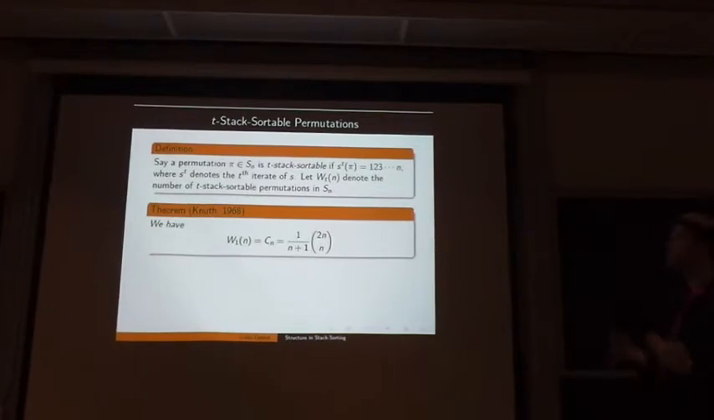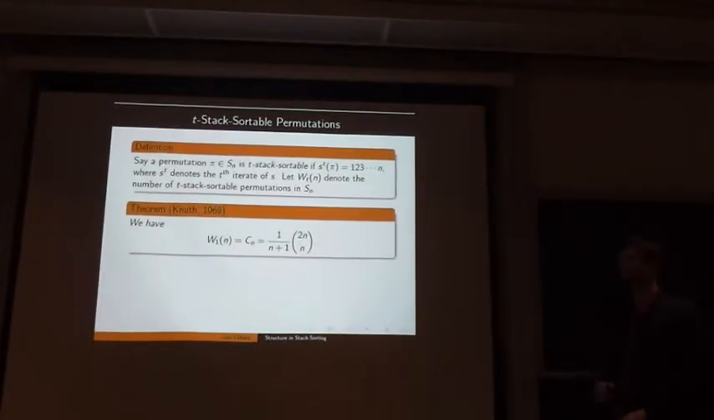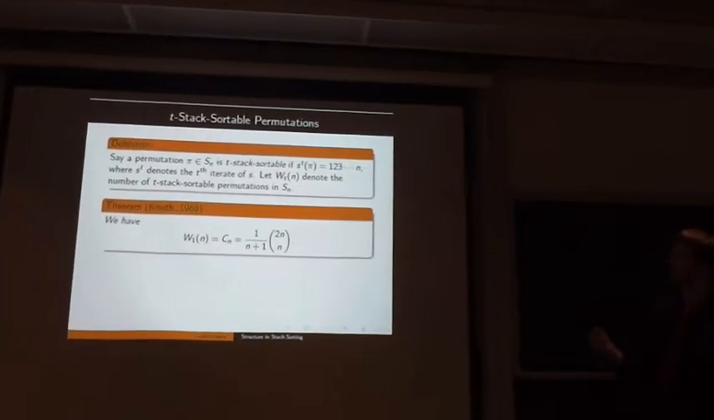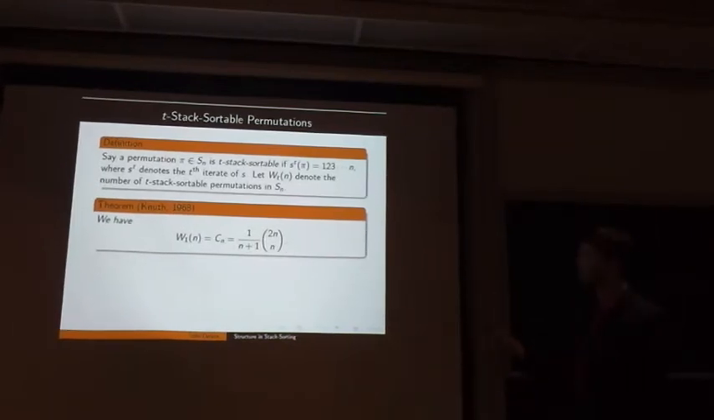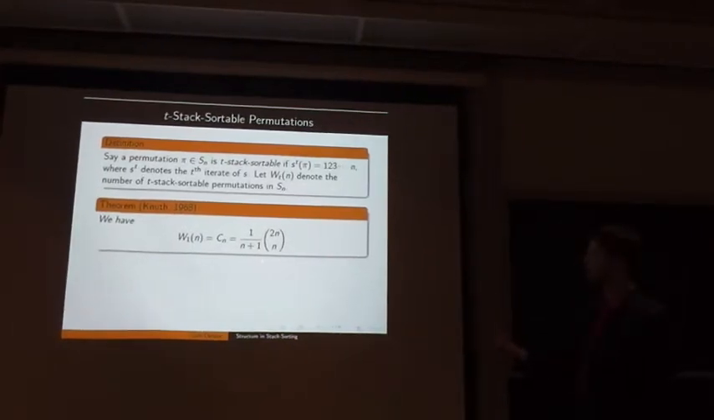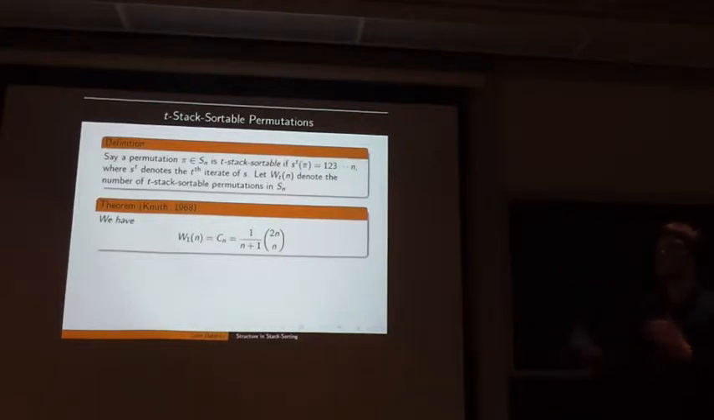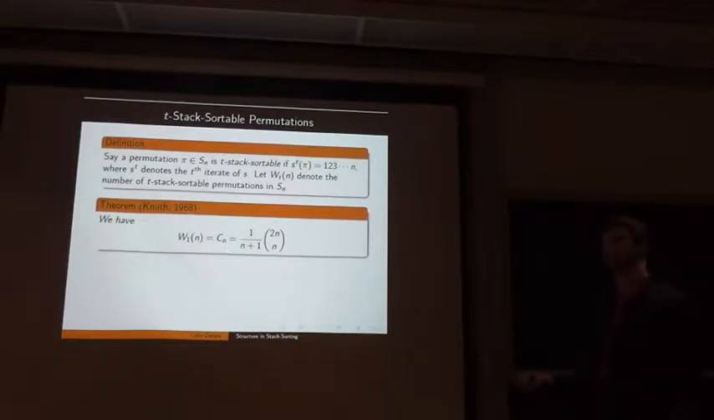And he also showed that the number of 2, 3, 1 avoiding permutations of length n is the nth Catalan number, which I've denoted here by c sub n. So this is just 1 over n plus 1 times 2n choose n. And so we now know that w sub 1 of n, the number of one-stack sortable permutations of length n, is just the nth Catalan number.